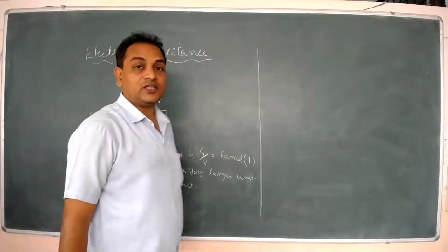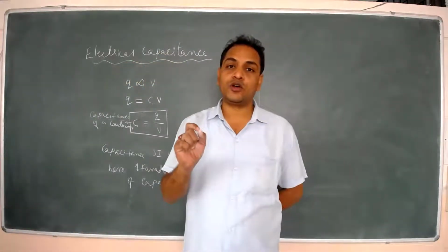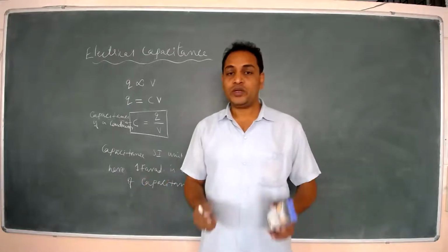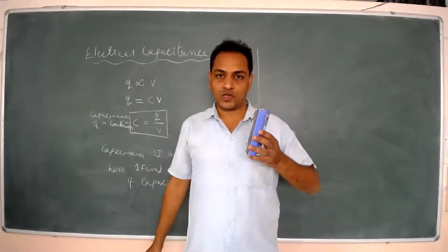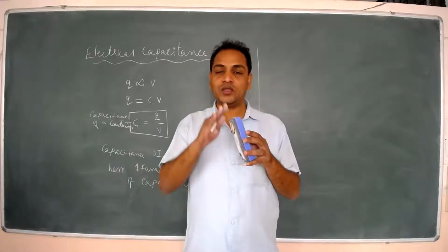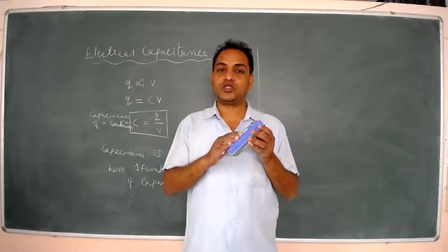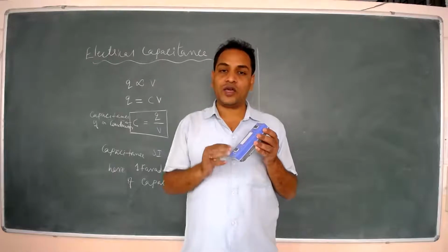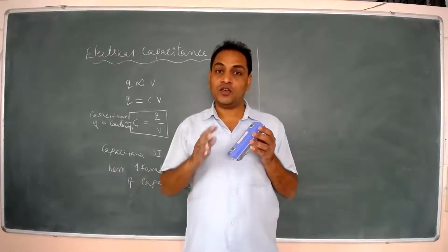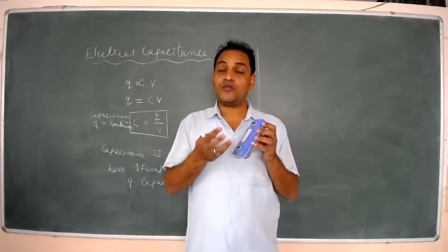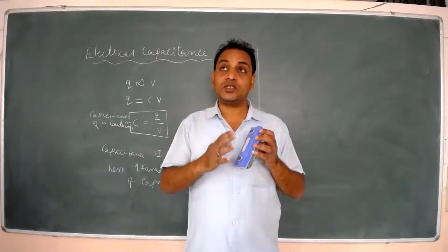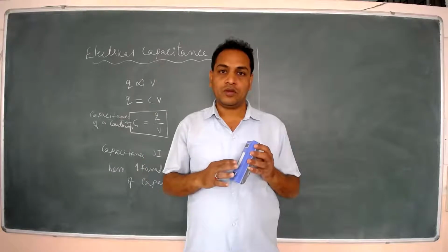So 1 farad is a very large unit of capacitance. What is the capacity of this conductor? Suppose I say this conductor has a capacitance of 1 farad, 10 farad, 5 farad, or 2 farad. That much capacitance is a very large capacitance.